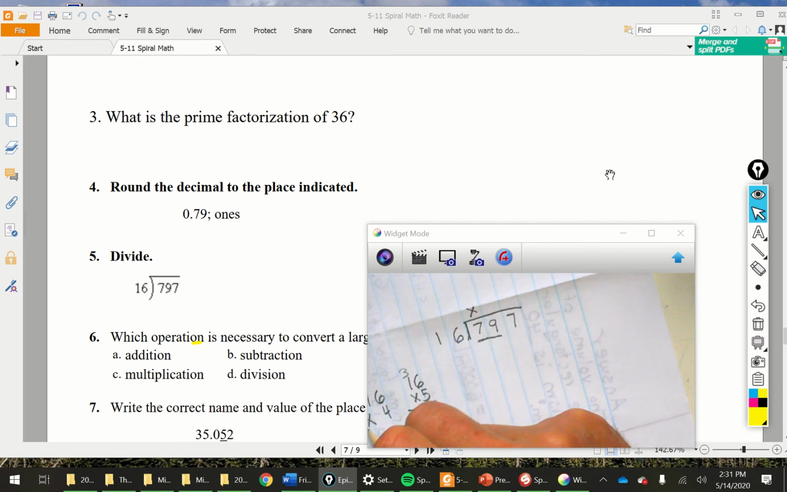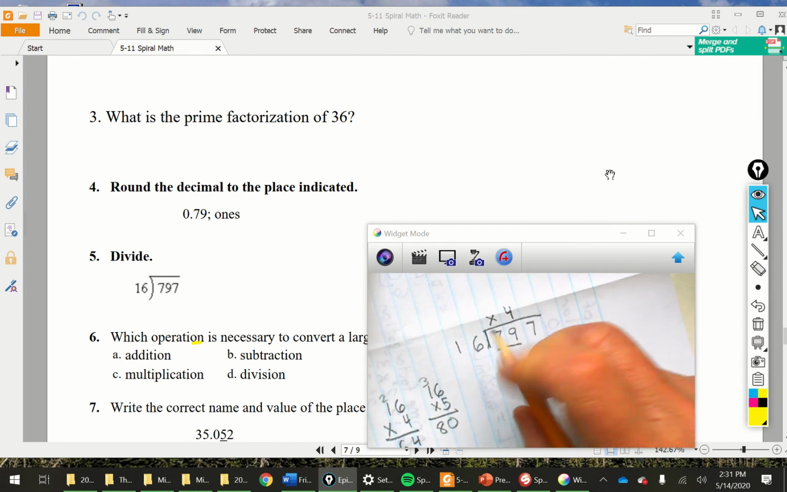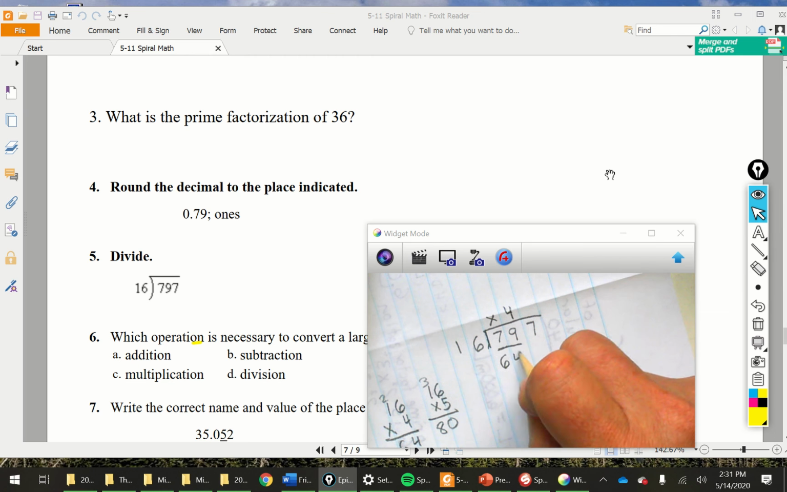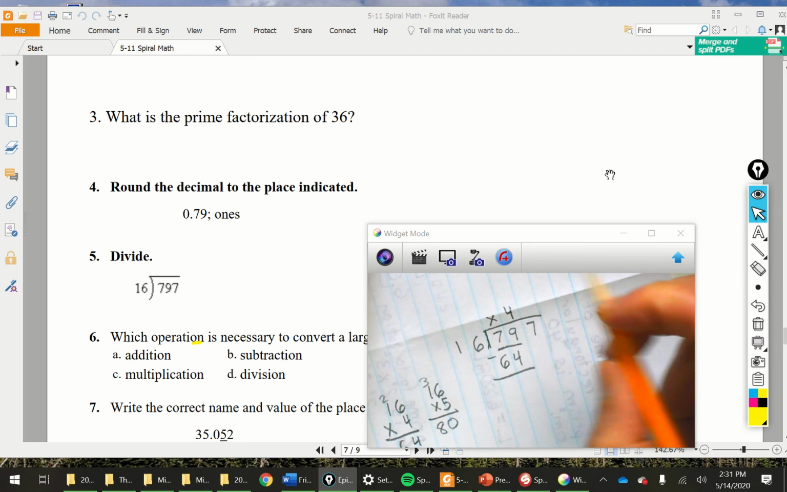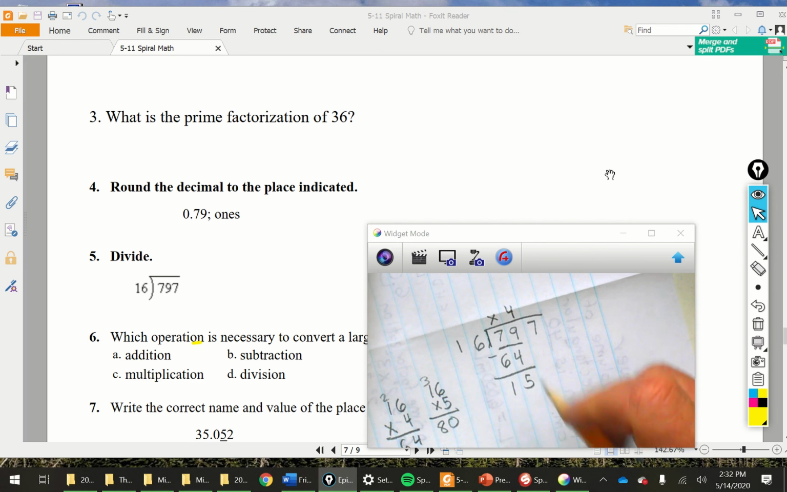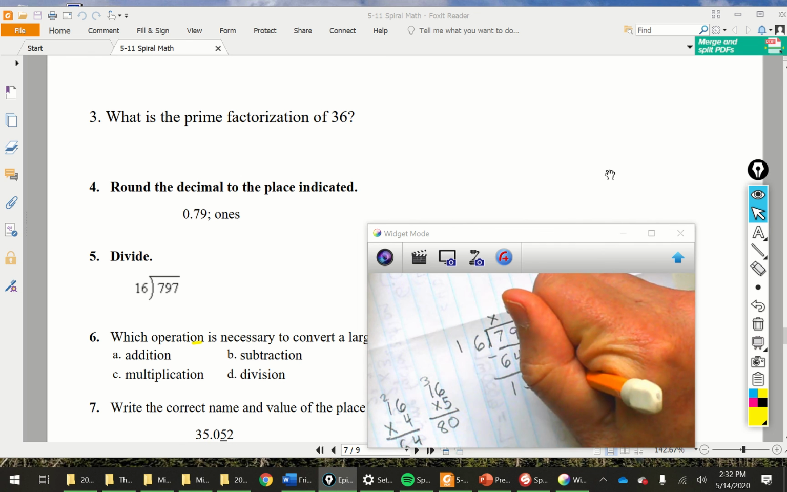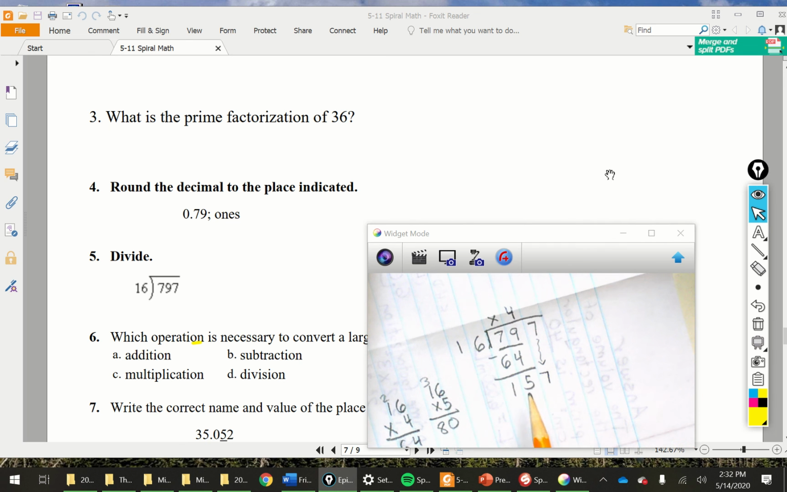16 times 4. 6 times 4 is 24, and 2 is 64. So I'll go ahead right now and multiply 16 times 4. That'll get 64 as my product. I'll subtract from 79. 9 minus 4 is 5. 7 minus 6 is 1, so 15. 15 is less than 16. It's a big remainder, but it's still less than 16, so it's okay. I'm going to drop down the 7. And now I have 157.